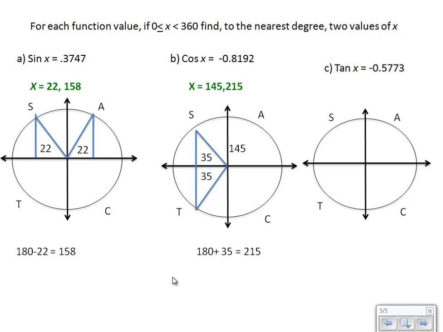Tangent is negative. Tangent's negative where? In the second quadrant and in the fourth quadrant. So I'll draw my triangles. I'll inverse tangent, negative 0.5773. I get 30. I'll put those in as my reference angles, and now I just have to figure out how big they are. All right, in the second quadrant, I guess I'm doing the fourth quadrant first. 360 minus 30 is 330.